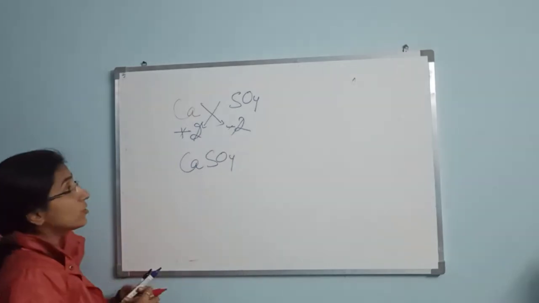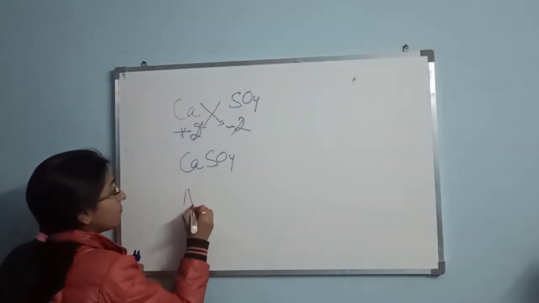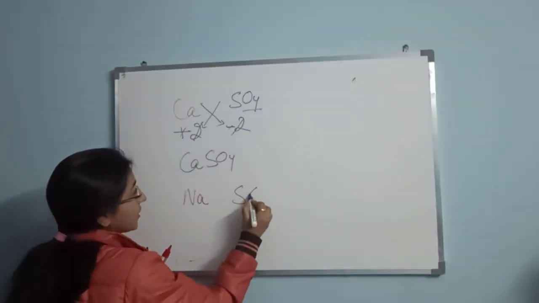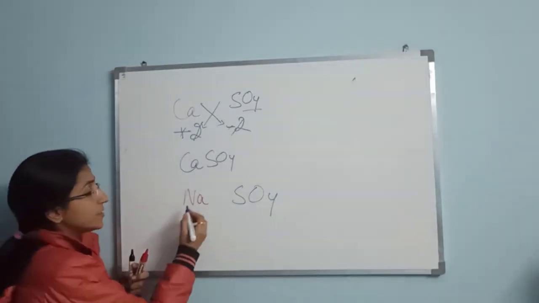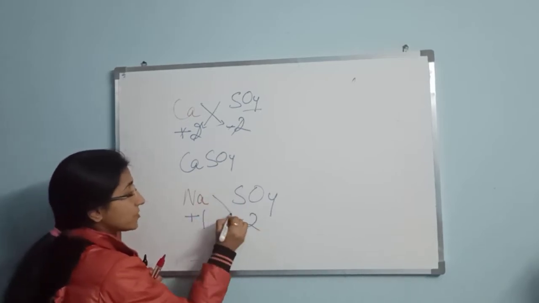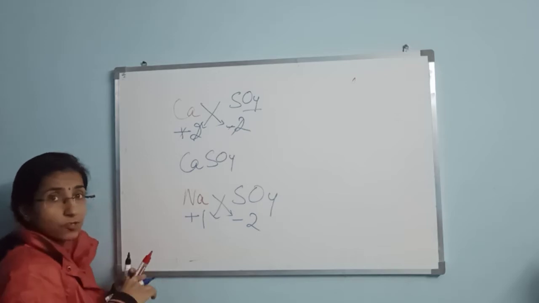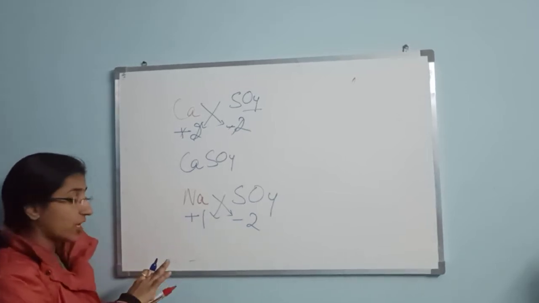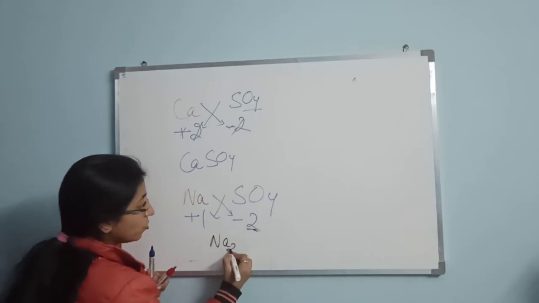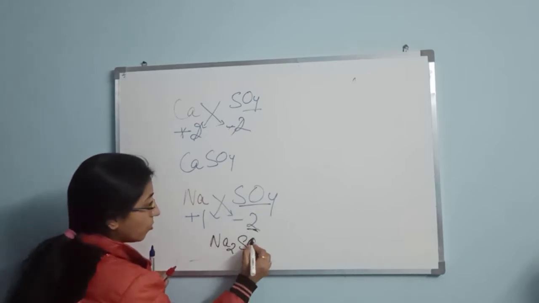Moving to further examples, with sodium. If I have sodium and here the same sulfate, then sodium has a charge of +1 and sulfate has a charge of -2. When we crisscross the valencies, that is the charges, the final formula is Na2SO4.